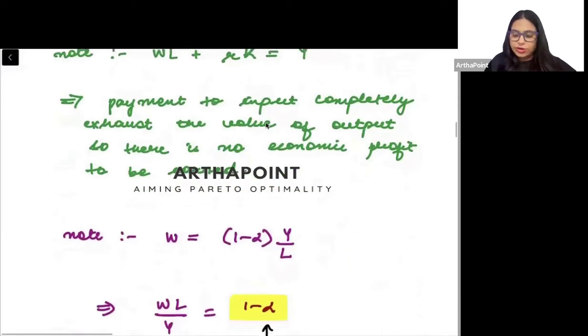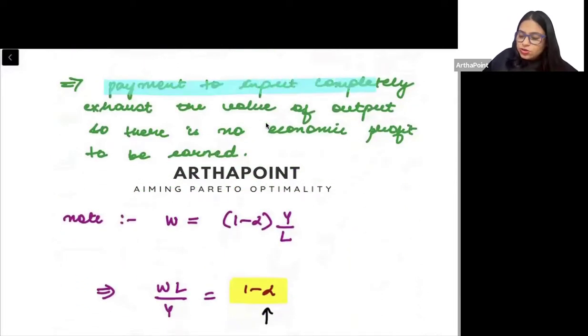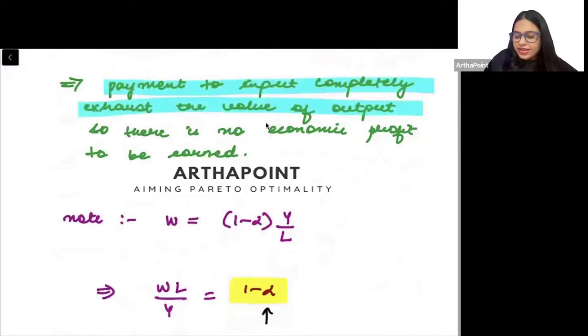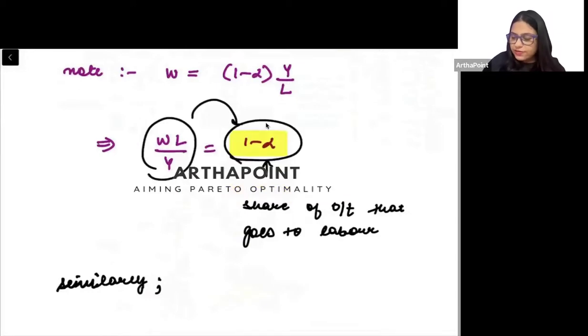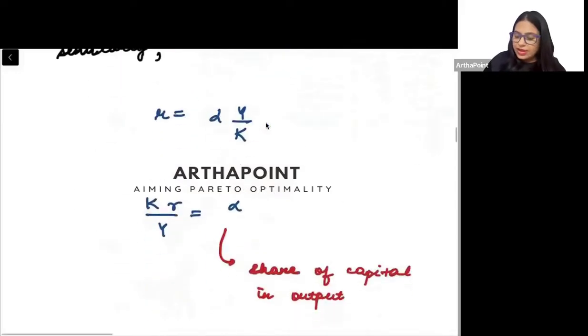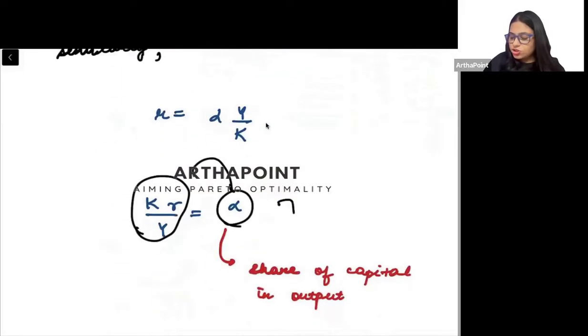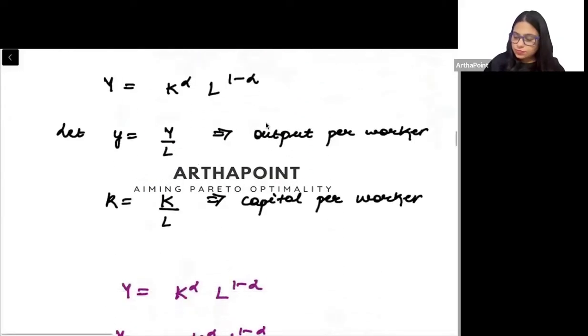Right? So this is an important fact in the Solow model that payments to inputs are completely exhausted by giving the value to labor and capital. Whatever output is generated, you are simply giving that output to labor and capital. There is nothing left for the entrepreneur. The economic profit of the firm, of the entrepreneur, is zero. So you remember that we got WL by Y as 1 minus alpha, which is the share of output going to labor. And we got RK by Y equal to alpha, the share of output going to capital.